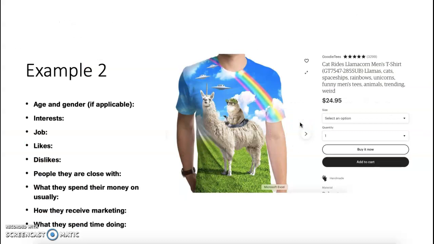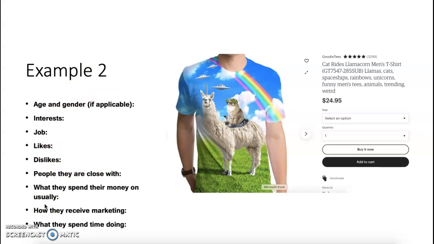Here's another one. All right, so think about this. Who would you market this particular item for? So this is for a t-shirt that's on Etsy. It's a cat riding a llamacorn. It's a men's t-shirt selling for $24.95. So just think about it. Who would you market this to? What would be their age or their interests, their jobs, their likes, their dislikes? You don't have to put everything down here, but these are some things to really be considering.